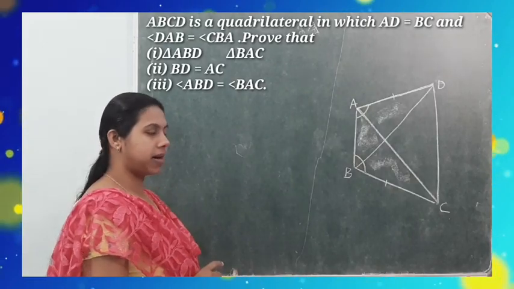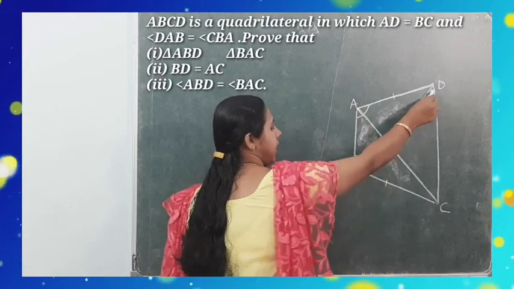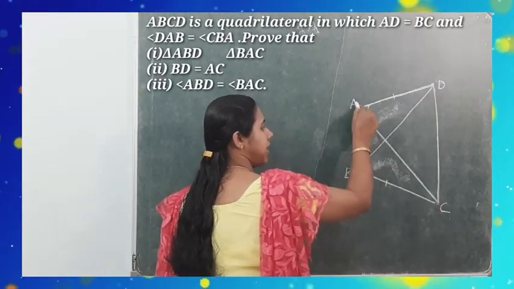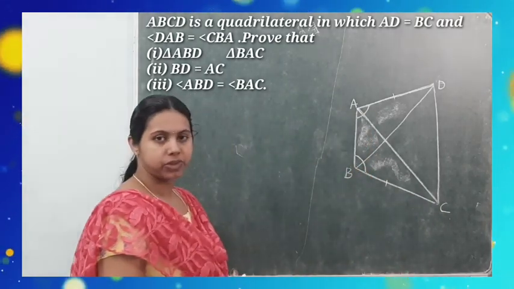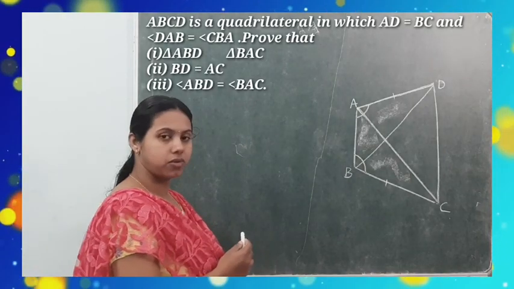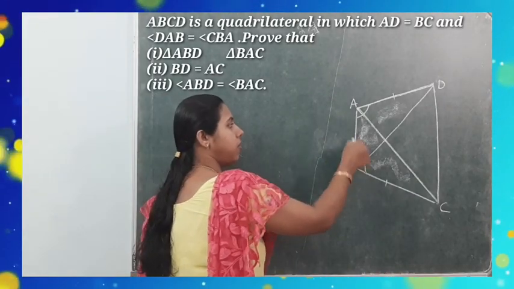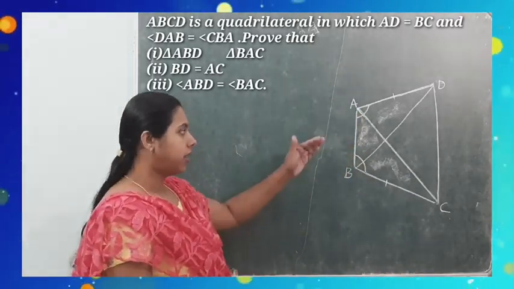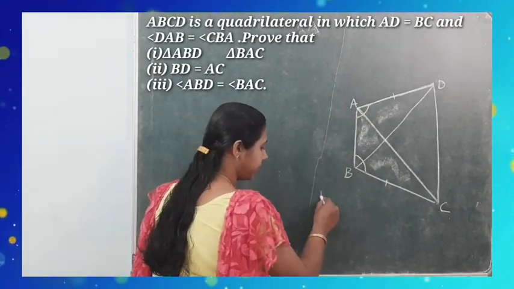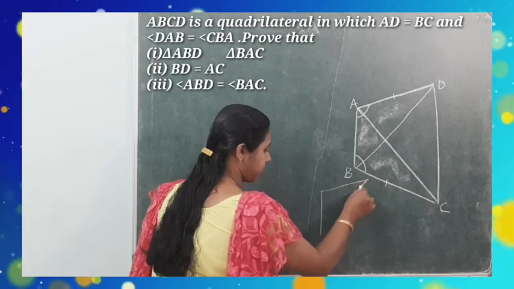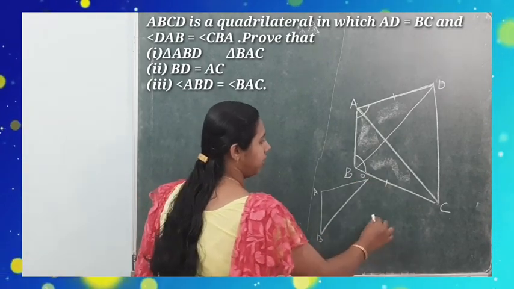One more equal part is there. There is one common side. In triangle DAB and in triangle BAC, there is a common side that is AB. So AB equals BA. AB equals BA. You can draw these two triangles separately. See, this is ADB and BAC.